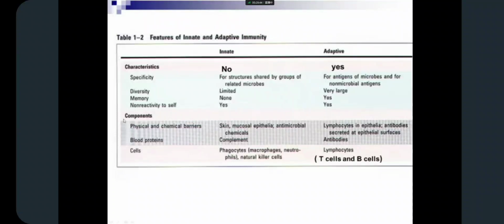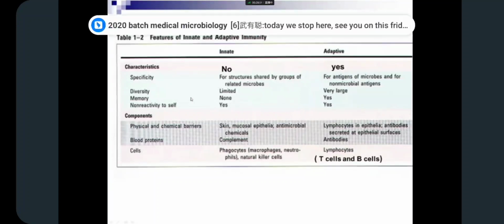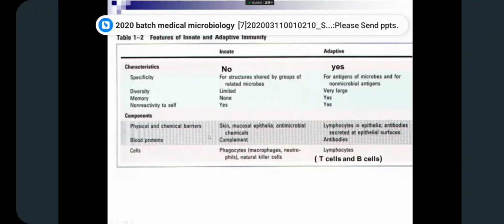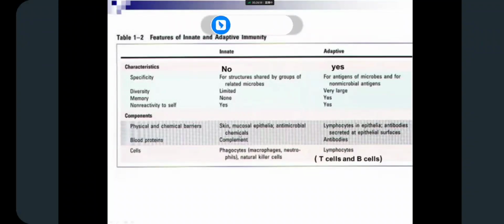Okay, the components of the two immunity are different. The components of the innate immunity system include skin, mucosa, epithelial, antimicrobial chemicals, complement, and phagocytes.